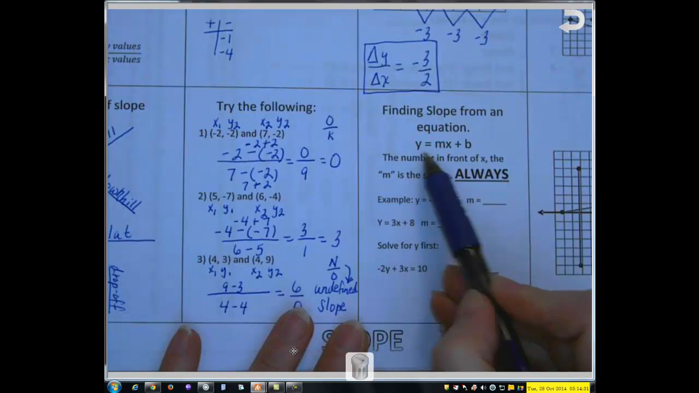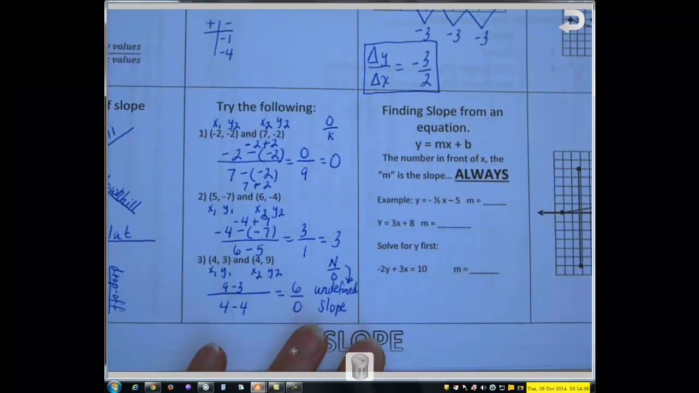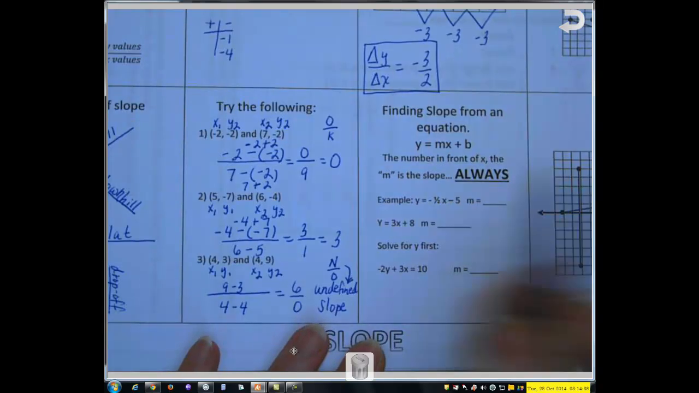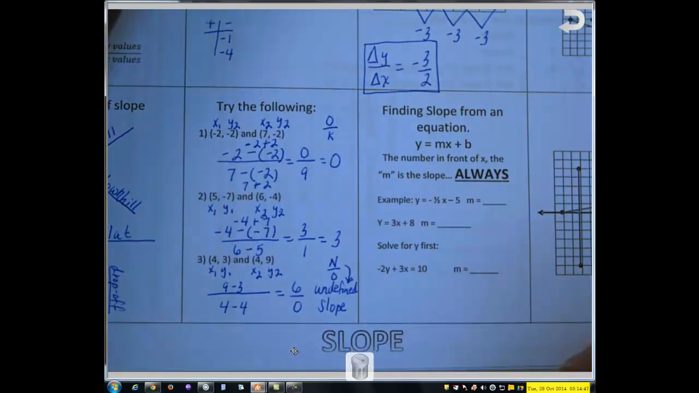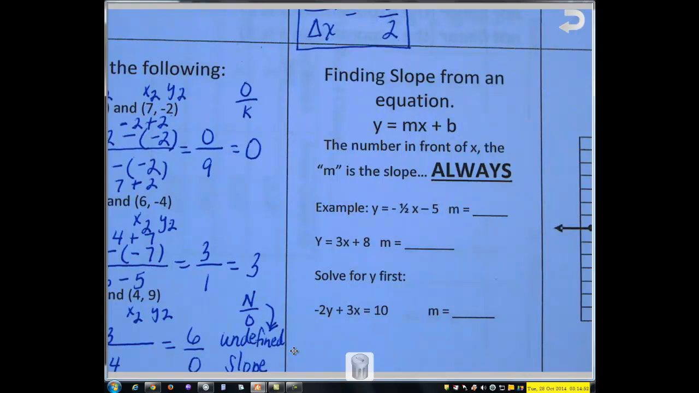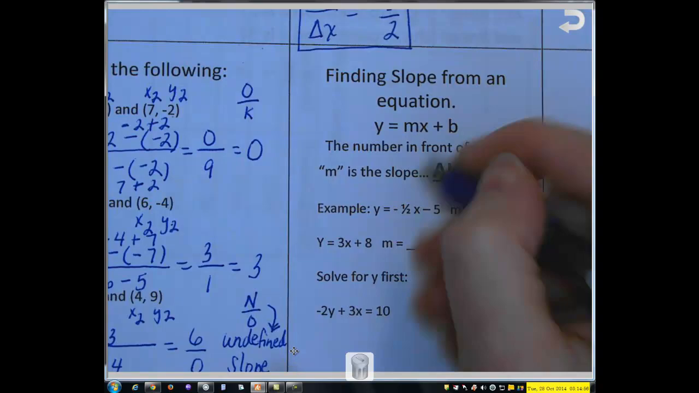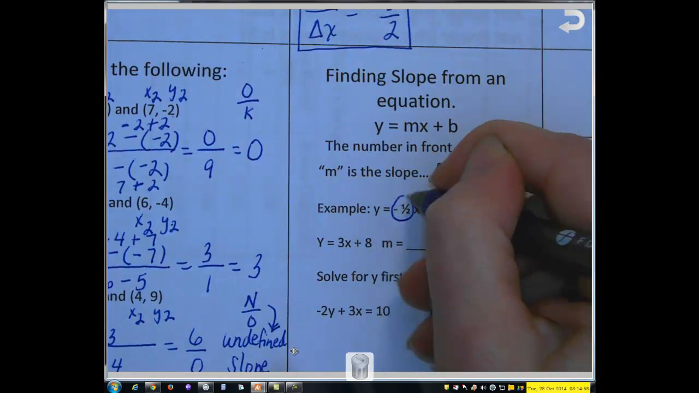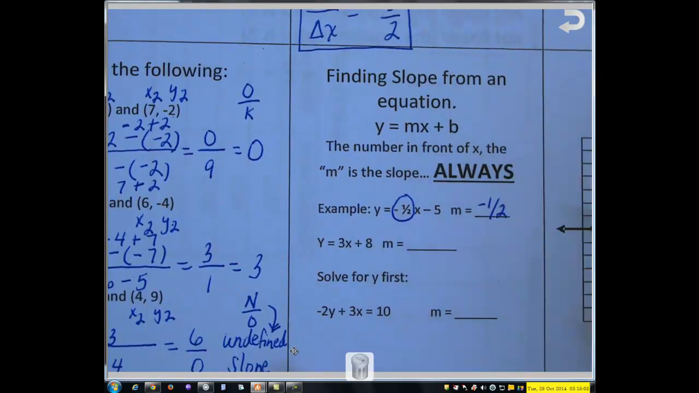When you have an equation in this form, y equals mx plus b, the number in front of x, the m, is the slope. So the number in front of x is always the slope. So let's look at this example here. We have y equals -1/2 x minus 5. Let's circle the number in front of the x. Well, it's -1/2. So our slope is -1/2.